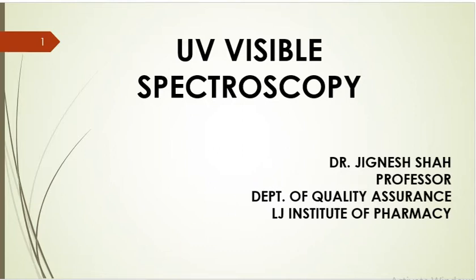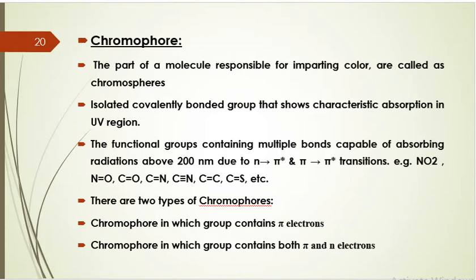Now, dear students, in today's class, we will continue with the topic that is UV visible spectroscopy. In the last class, we covered Beer and Lambert's law and deviations from Beer and Lambert's law, where we studied the relationship between the concentration of the sample, the path length through which the light is passing, and the absorption of the radiation. So there was a linear relationship between the absorption and the concentration.